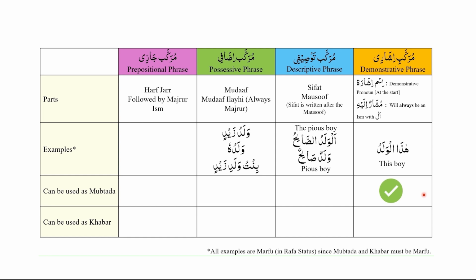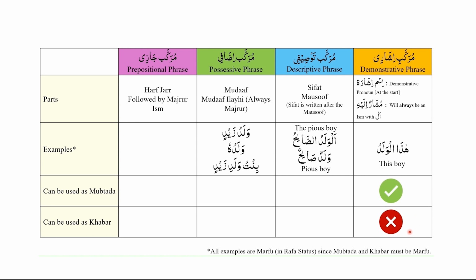Next, we will check if murakkab ishari can be used as khabar in Jumla Ismiyah. Khabar also needs to be marfu and hazal waladu is marfu. But khabar should be nakra. Khabar should be indefinite. And if we look at hazal waladu, both components, haza and al waladu, are definite in capacity. So we can conclude that murakkab ishari cannot be used as khabar in Jumla Ismiyah.